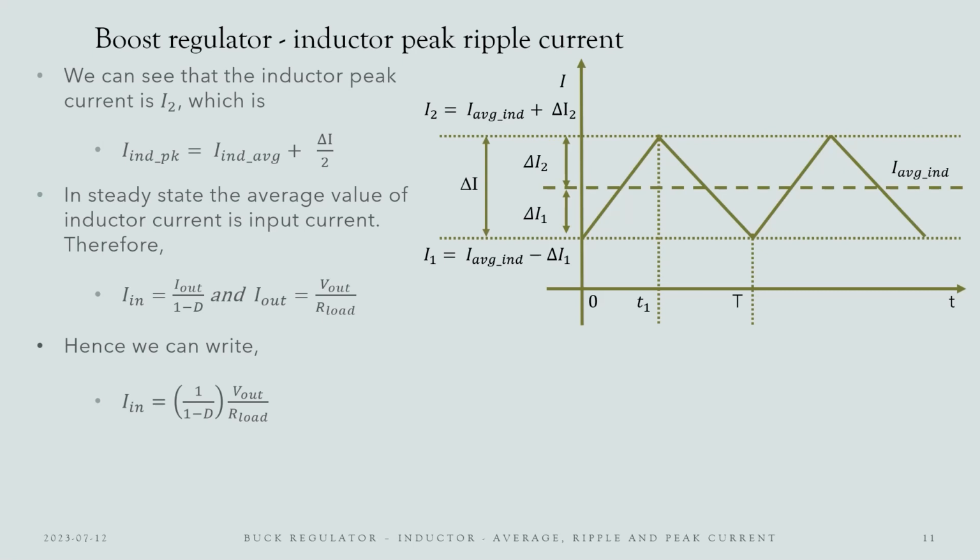Let us now look at inductor peak current. From this waveform, it can be seen that inductor peak current is I2. However, we know the value of I2. Thus, inductor peak current is equal to inductor average current plus delta I by 2.